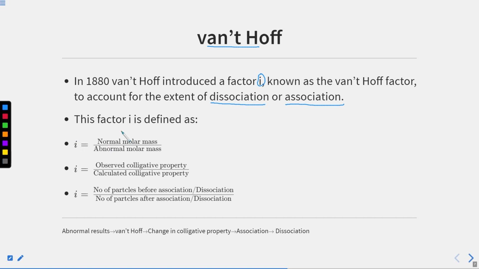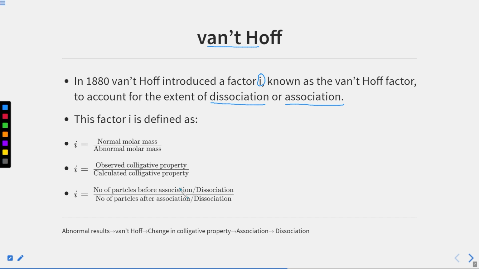The first one is i equals normal molar mass by abnormal molar mass. Next one is observed colligative property by calculated colligative property. Observed means the experimental colligative property, and calculated means the one we have calculated using our formula.